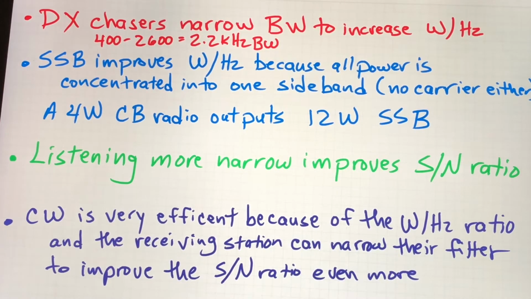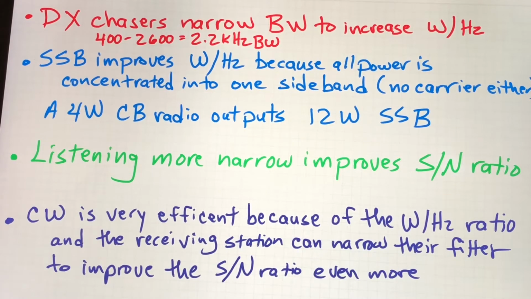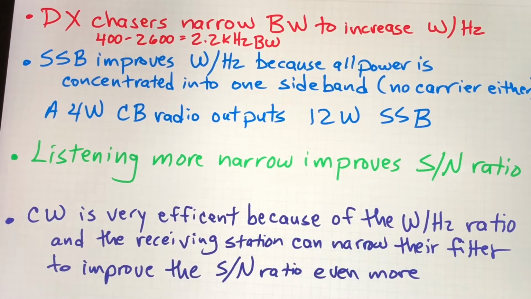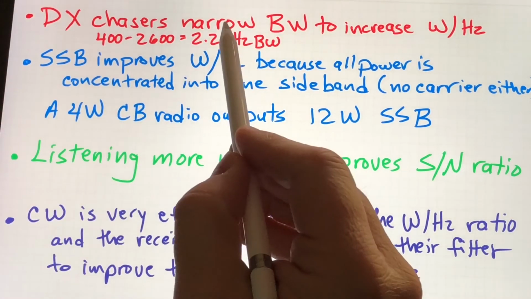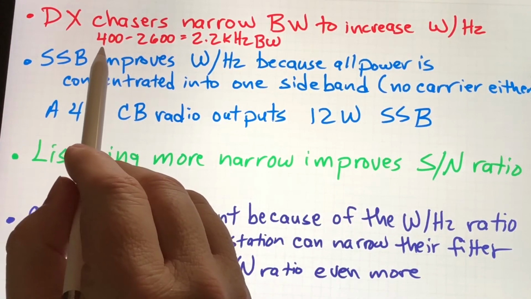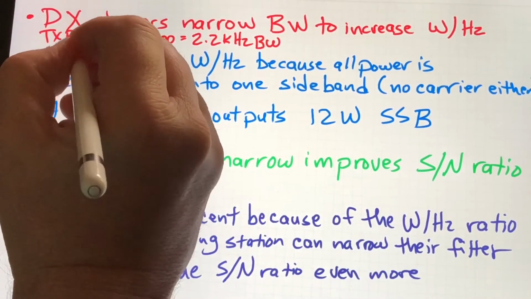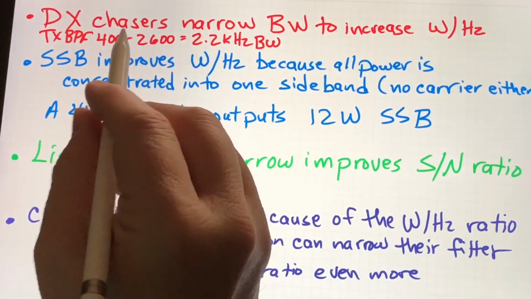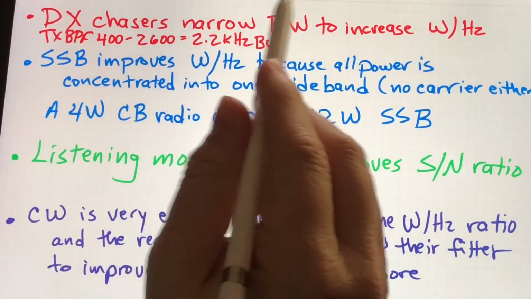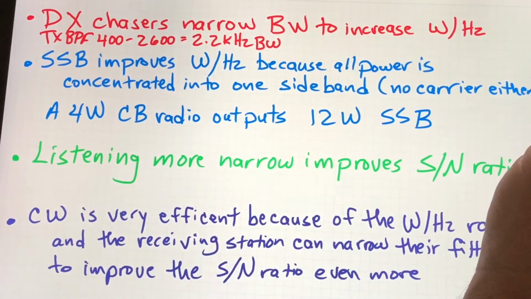So let's put all of this in perspective. You've probably heard when you're working DX, or maybe even just tuning around and you hear somebody chasing DX, that their audio, some of the chasers, their audio sounds very thin or pinchy, almost like a telephone. Well, actually, that's intentional. The DX chasers will narrow their bandwidth to increase their watts per hertz. So, for example, if you go into your radio and you see that there's an option in your TX BPF, transmit bandpass filter, for 400 to 2600 hertz, that's 2.2 kilohertz of bandwidth, 2200 hertz. So let's do the math on that.